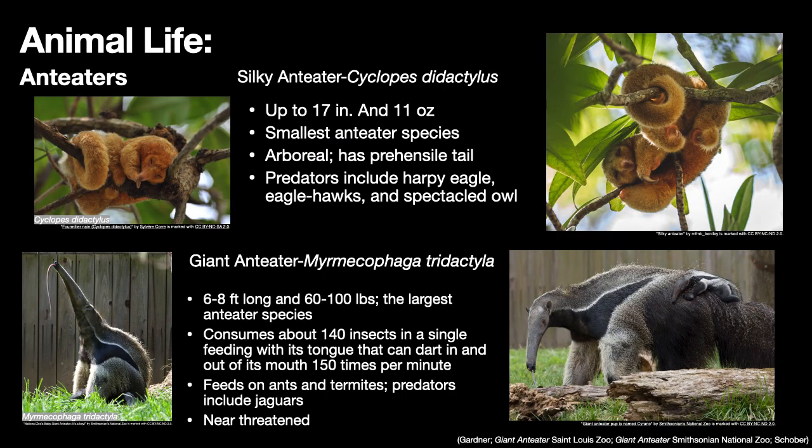Anteaters are toothless insectivores who feed primarily on ants and termites using their specialized long and sticky tongue. The silky anteater is the smallest anteater and is arboreal with a prehensile tail. The largest species is the giant anteater at about 5 times the size of the silky anteater and consumes about 140 insects in a single feeding.